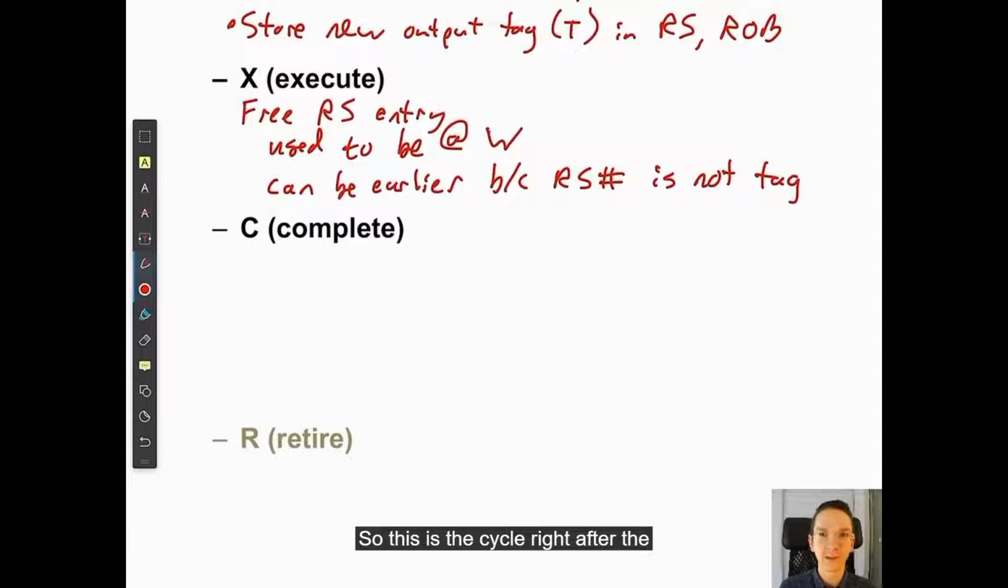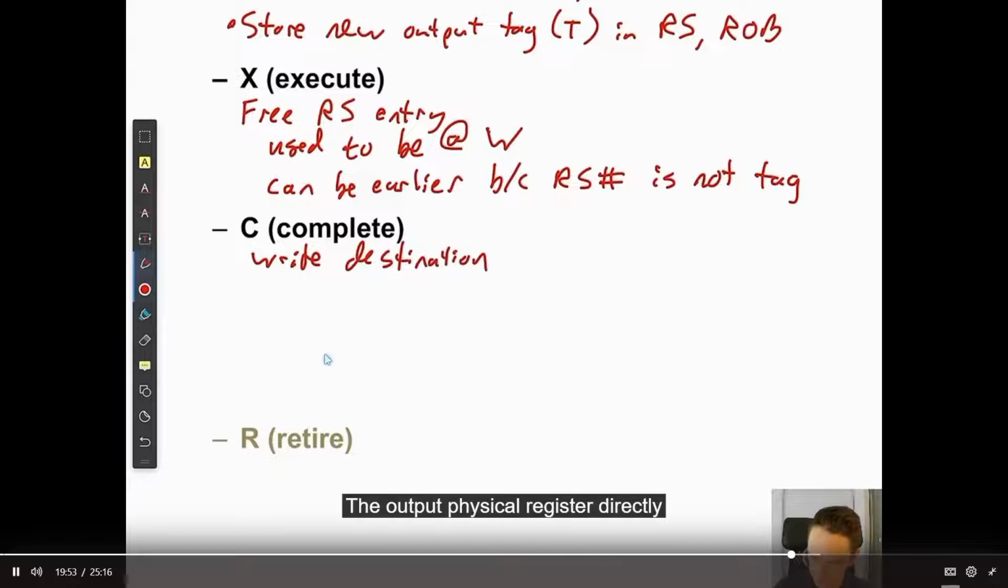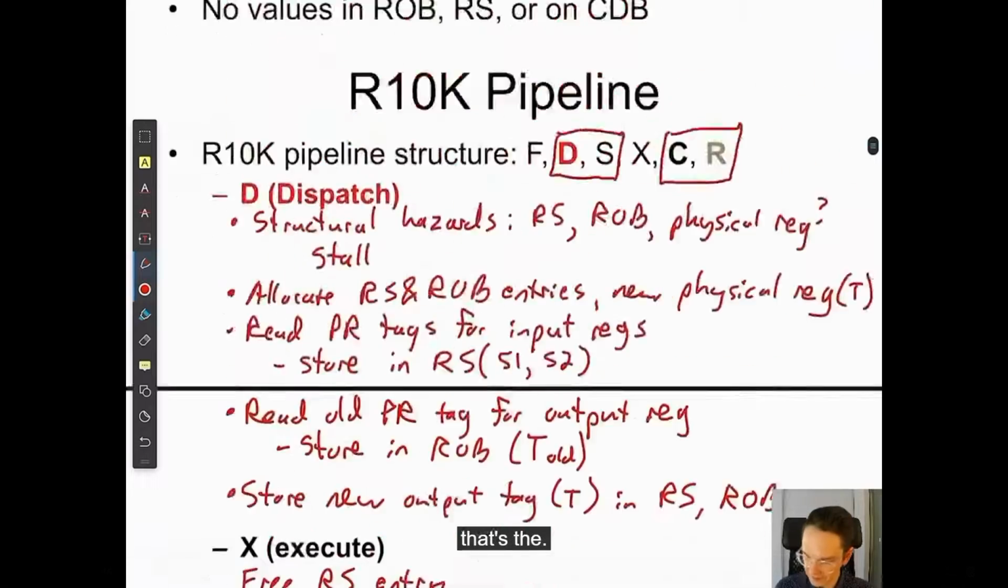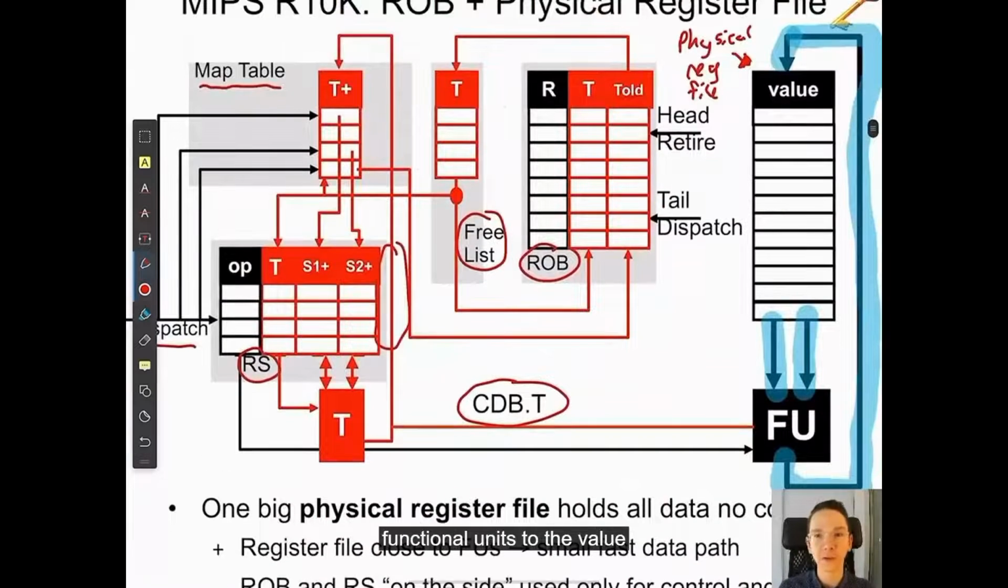So this is the cycle right after the functional unit has latched its output, say a long latency floating point operation, or we finally have received data from the cache and we've latched it. So in the next cycle, the instruction enters the complete stage. It writes the destination, the output physical register directly in the physical register file. That's the large loop here from the functional units to the value to the physical register file.